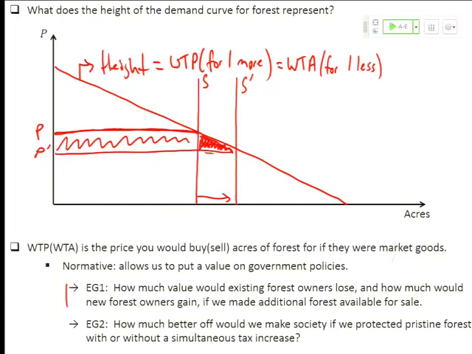And indeed, this is precisely what economists do in the real world when they're trying to advise policymakers on this kind of policy. And we could simultaneously ask, if we were to go ahead and protect pristine forests with or without a simultaneous tax increase, how much would we make society better off? Would it be a good idea? Would that number be positive or negative? If we protected forest land versus going over here and protecting desert land, which would be better for society, etc.